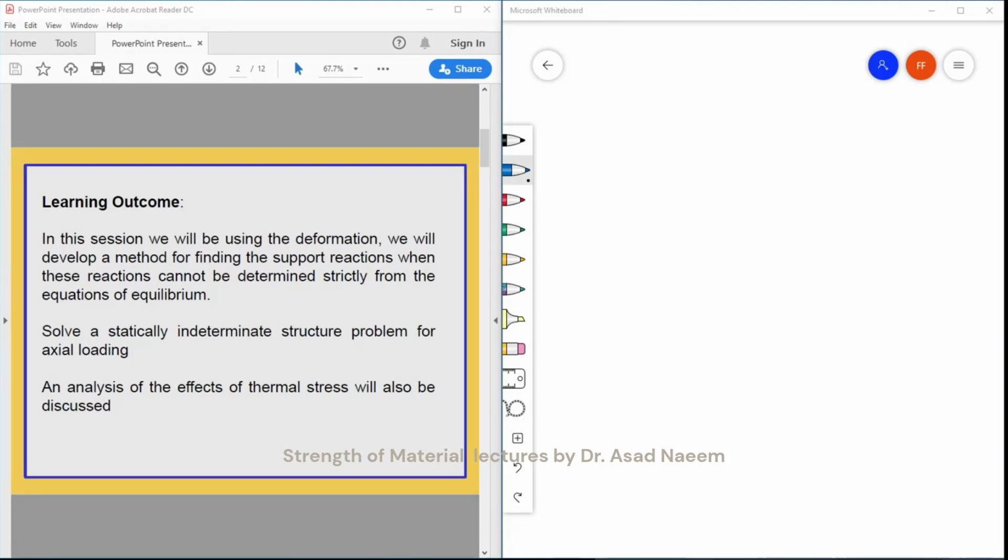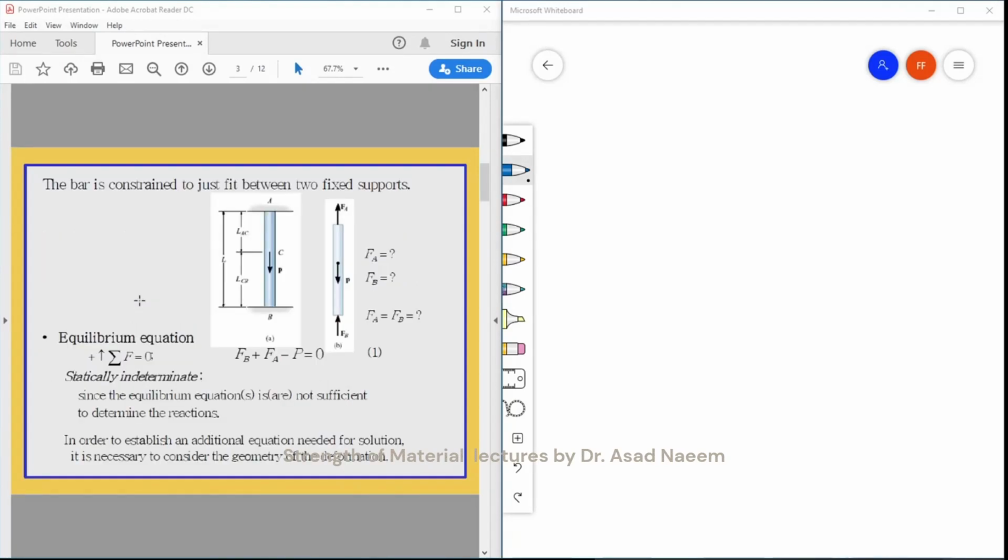And then we will also see the effect of the thermal stresses on the members, and different engineering problems in which stress is induced due to thermal changes in engineering materials, basically. So how they can cause deformation, and how we should calculate the forces in the members. And further, we will design some structures. Okay, so this is our learning outcome of today.